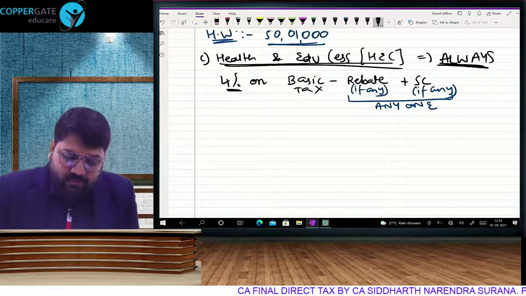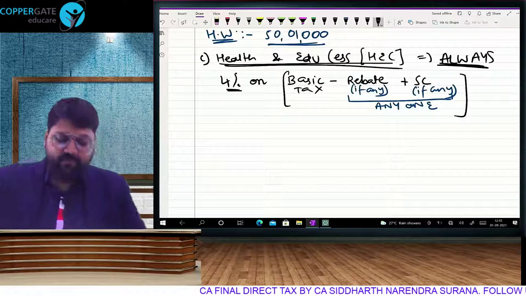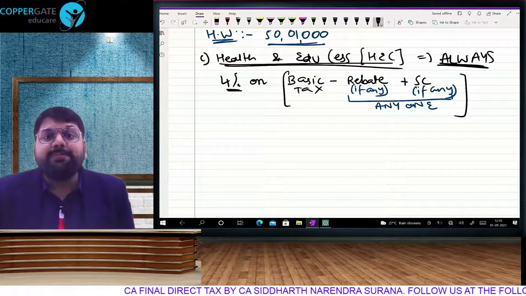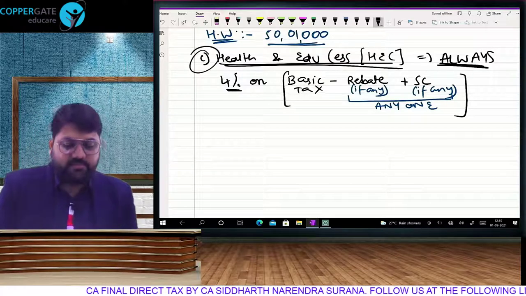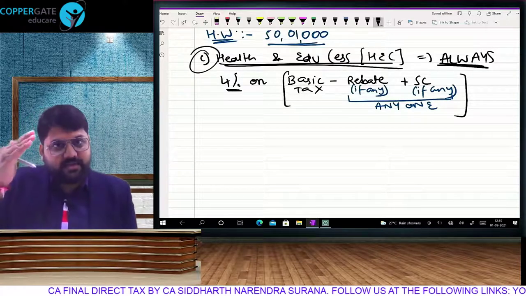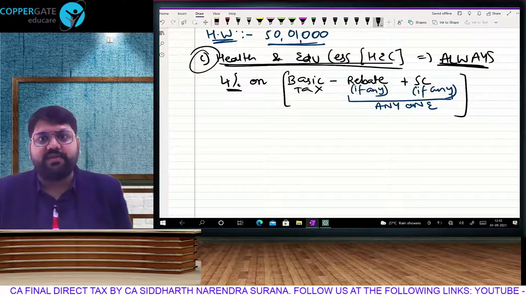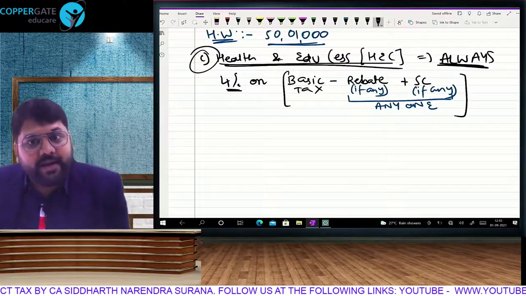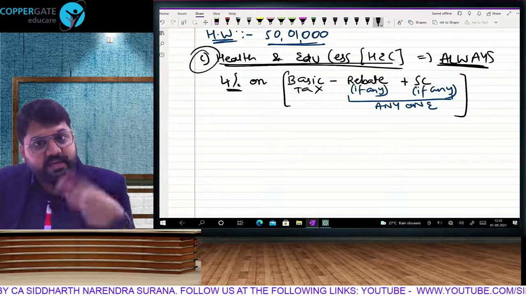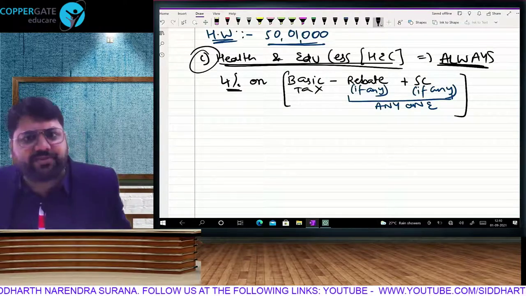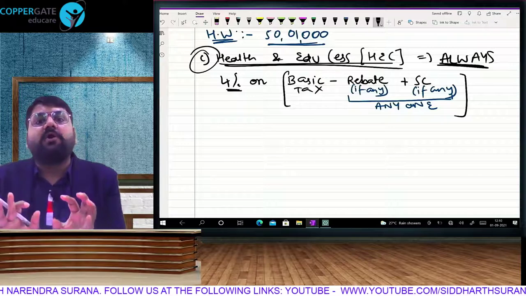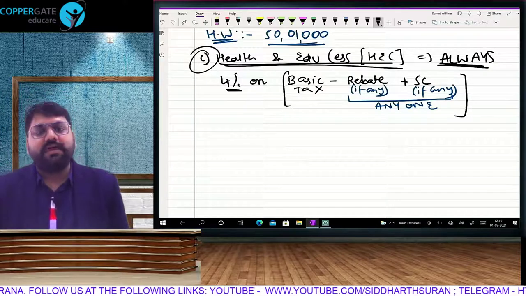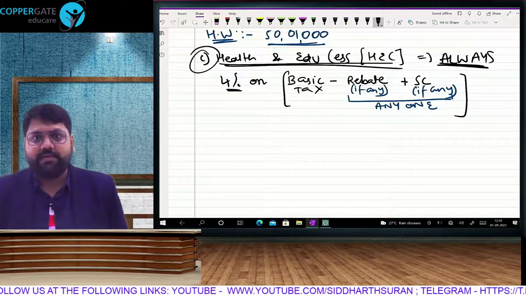On that amount you apply 4%. That means, listen, what is the whole idea? Complete all the steps before this point C. Complete basic, rebate, surcharge, everything. And that amount with which you have entered point C, after doing basic, rebate, surcharge, marginal relief, everything, finish everything, you have to add 4% of that amount. That will become your total tax liability.